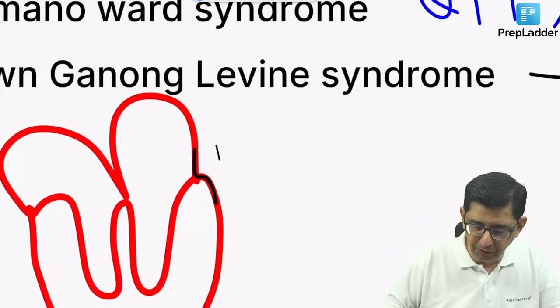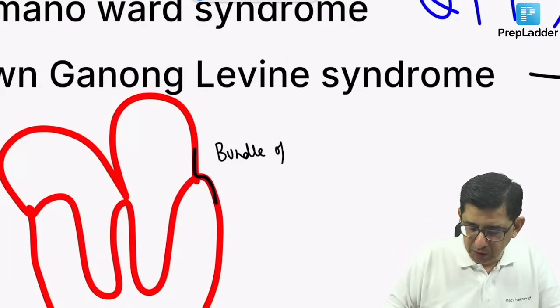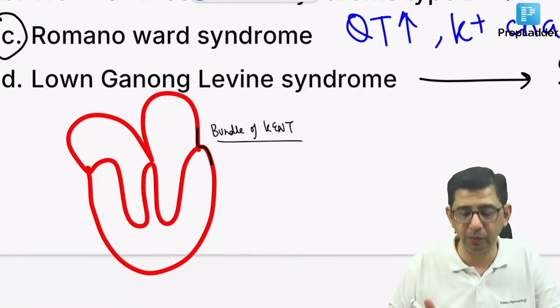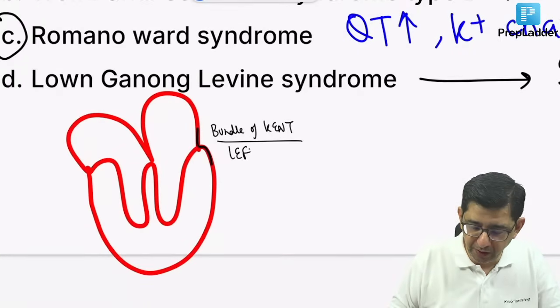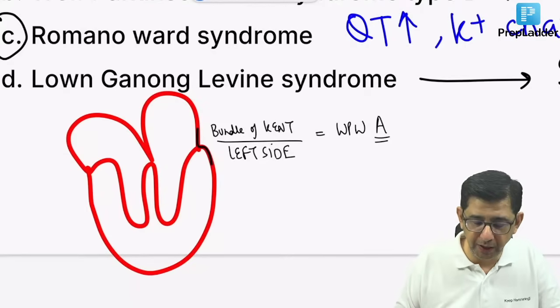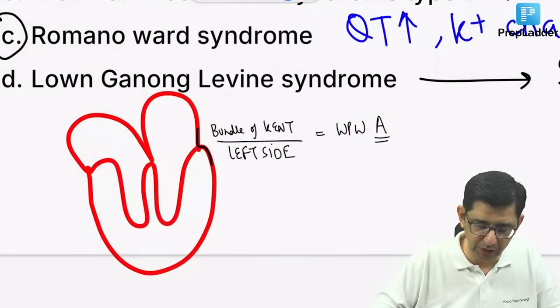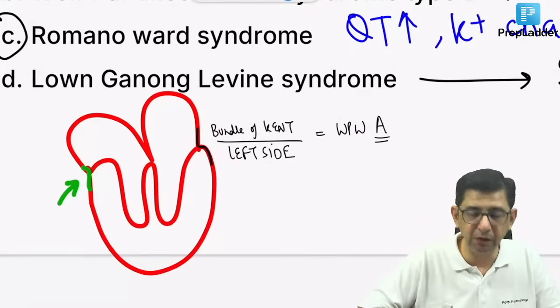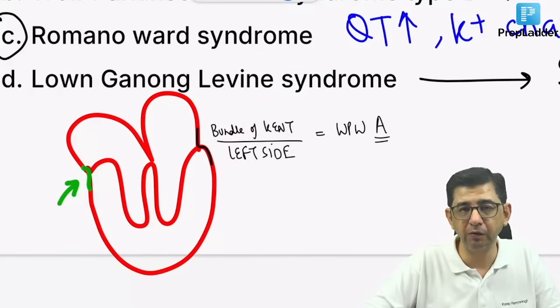if the bundle of Kent which is present is left-sided, the left ventricle will get activated first, and the right ventricle will be activated later. So it will behave like a right bundle branch block. So bundle of Kent on the left side is what is written as WPW type A. WPW can be type B also, where the bundle of Kent can be present on the right-hand side. I'll use a different color to make it clear: suppose this conduction is occurring from this side, then if it is right-sided, the right ventricle will get activated first and then the left, so it will behave like a left bundle branch block.